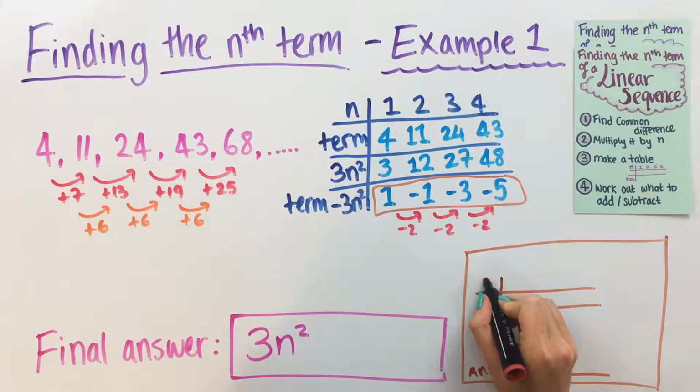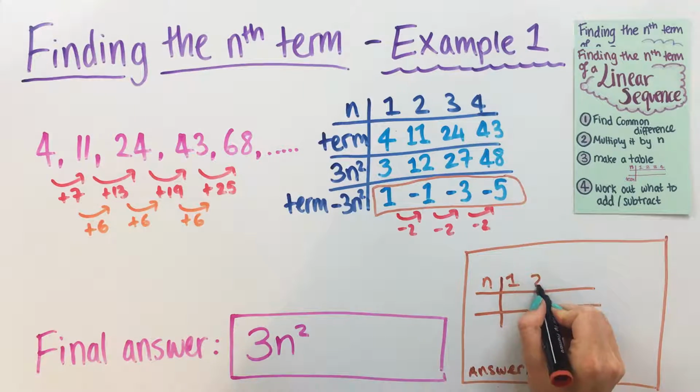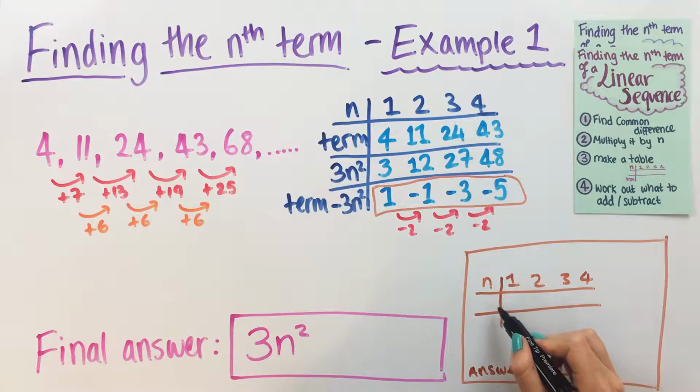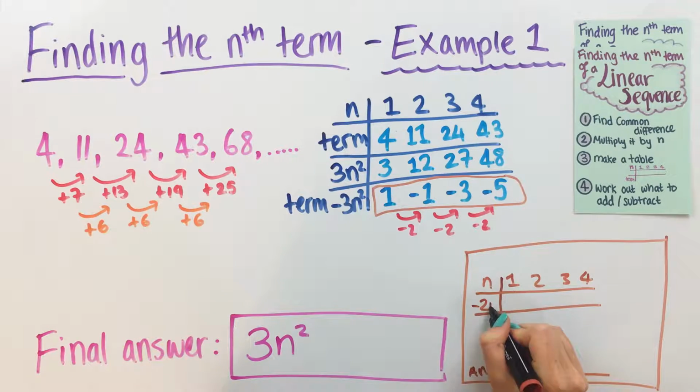We write n here: 1, 2, 3, 4. In this box here in our second row, we write the part of our answer that we currently have, so the difference times n, minus 2n. And then we write term at the bottom.